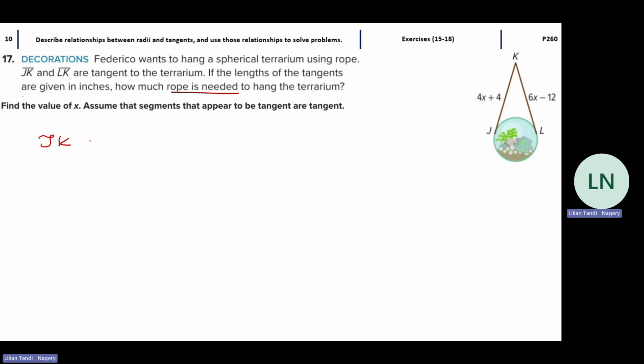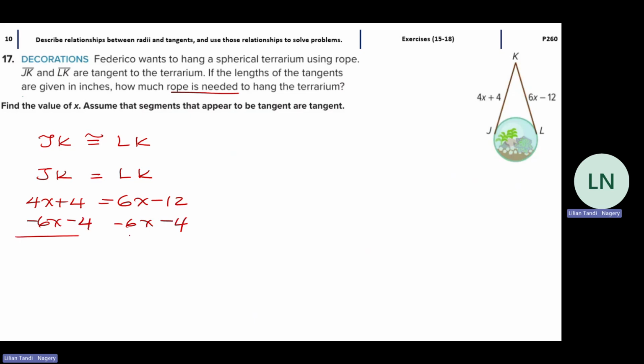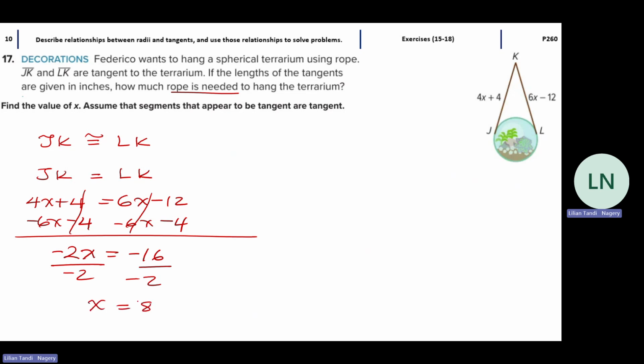So JK is congruent to LK, which means JK is equal to LK, which means 4x plus 4 is equal to 6x minus 12. Subtract 6x on both sides, subtract 4 on both sides. I will get negative 2x equals negative 16. I will divide both sides by negative 2. I will get x is 8.